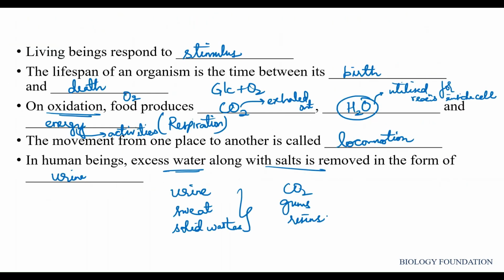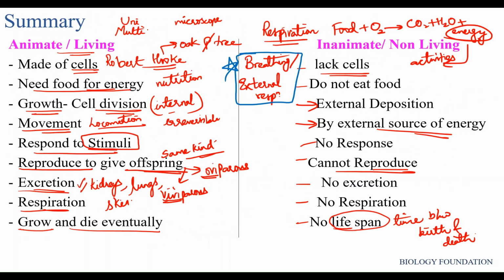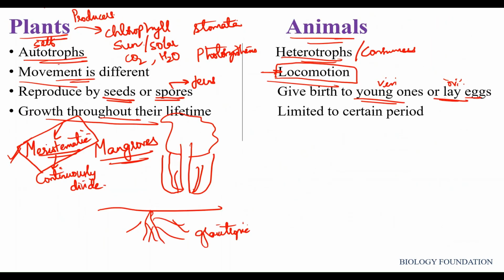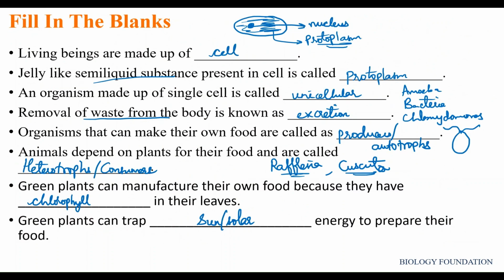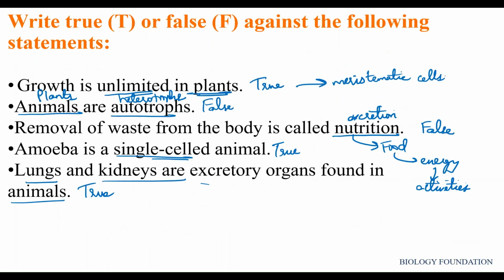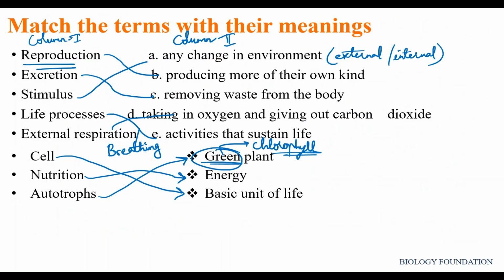Okay, so in today's video, we just summarized whatever we learned in the last two classes. And today we briefly discussed the differences between living and non-living things. And then we discussed within living things what are the differences shown by plants and animals, what are the characteristics that differentiate plants and animals. And based on our understanding of unit 1, life on earth, we have seen fill in the blanks, true or false, and even match the terms.